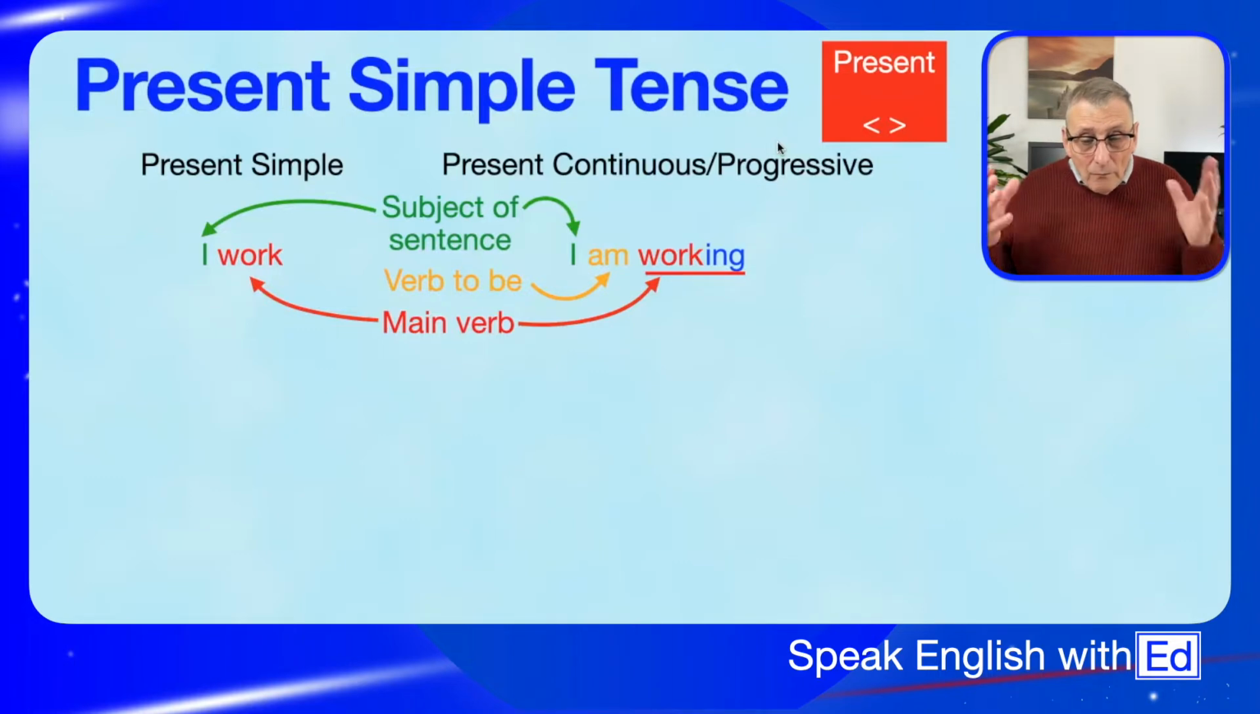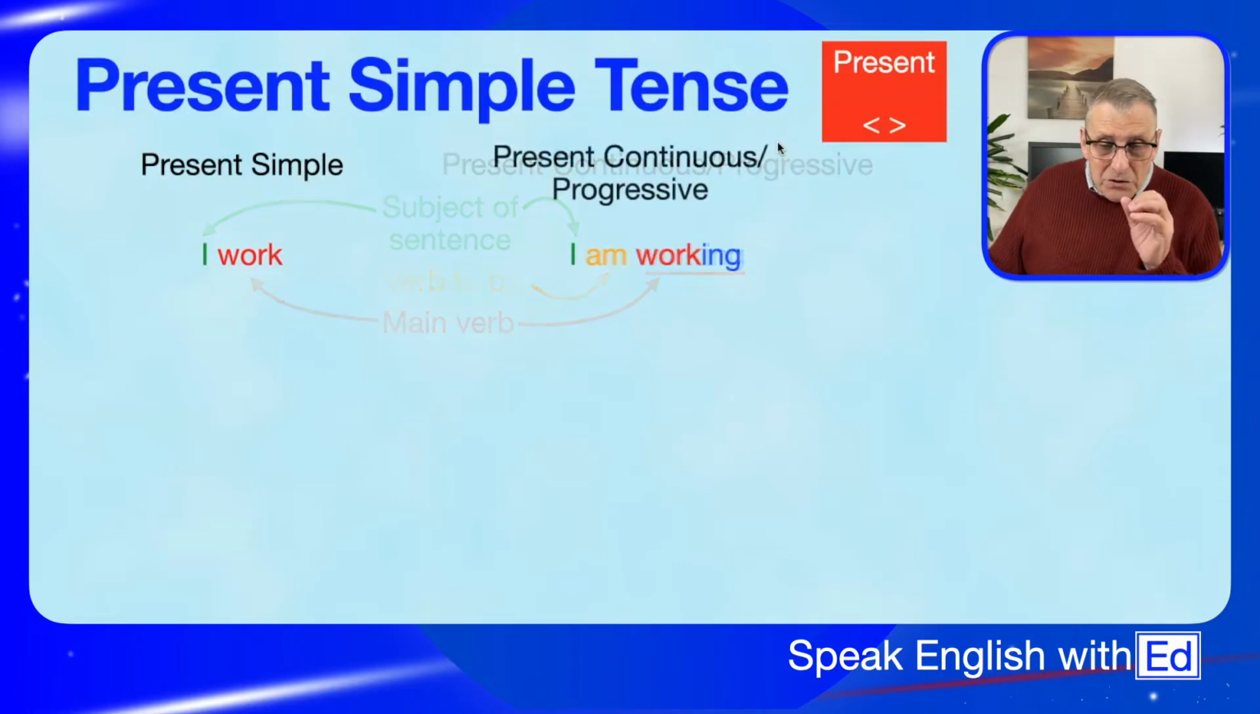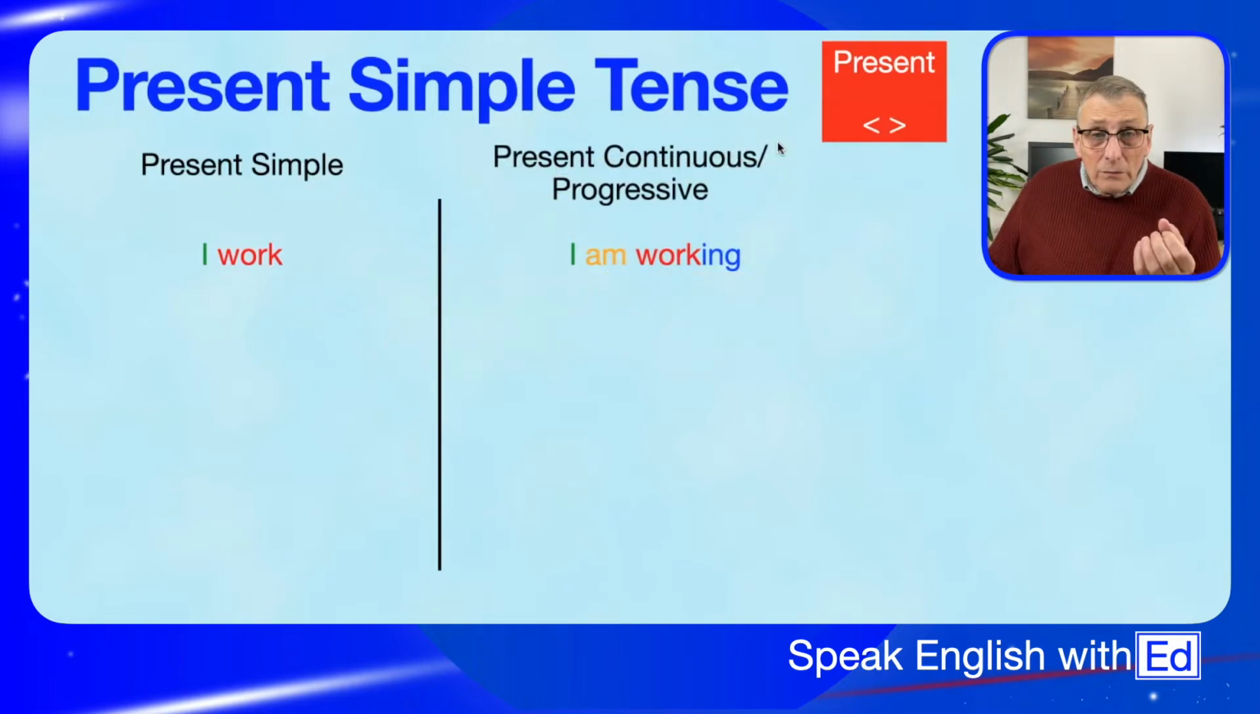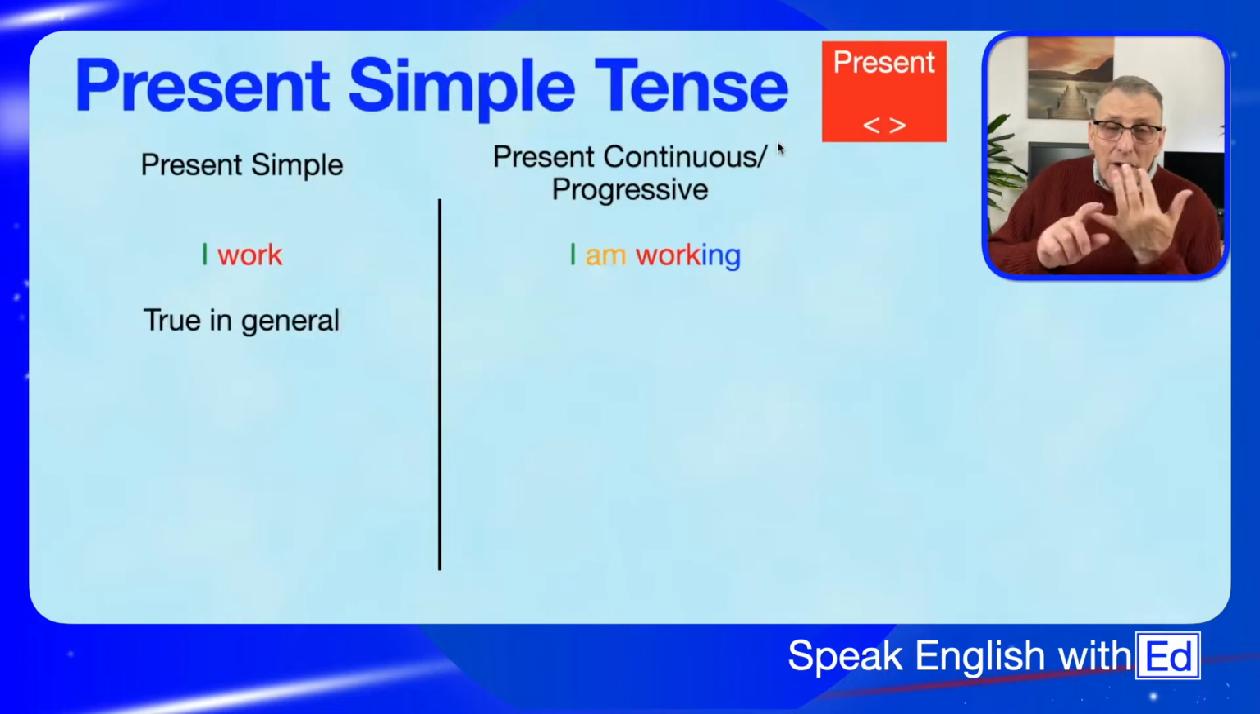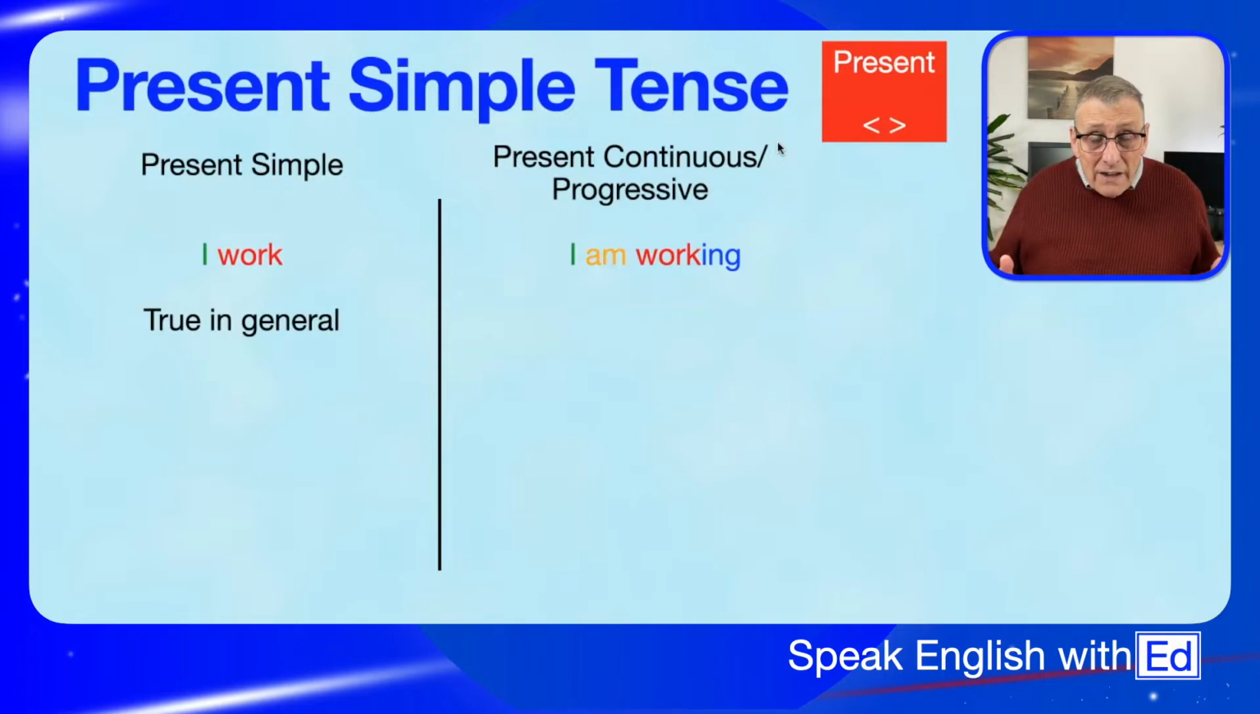So what are the differences between the two? When do you use them for a start? I work, you use when you're talking about things that are generally true. They're true all the time. So you can say, I work. Now this is true, I work.